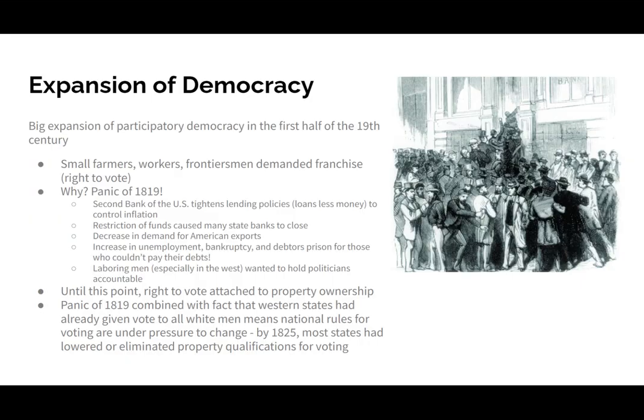Until this point, the right to vote had mostly still been attached to property ownership. The Panic of 1819 is going to combine with the fact that in a lot of these Western territories and states, they had already given the right to vote to all white men, it should be noted. And that meant that national rules for voting were also under pressure to change. So by 1825, most states had lowered or eliminated the property qualifications for voting. Again, a big expansion in political participation. In fact, between 1824 and 1828, the number of people eligible to vote federally doubled.